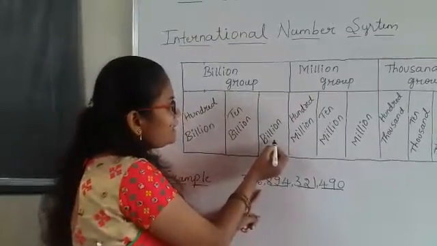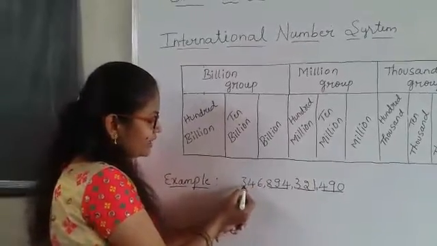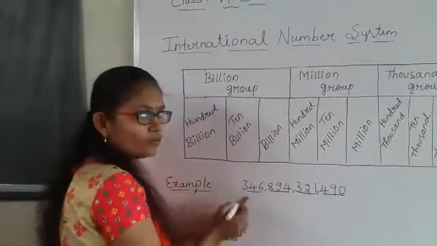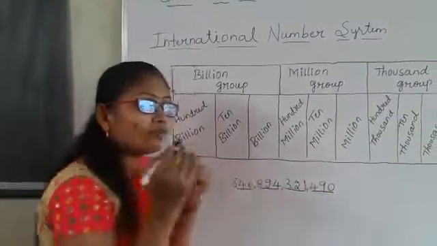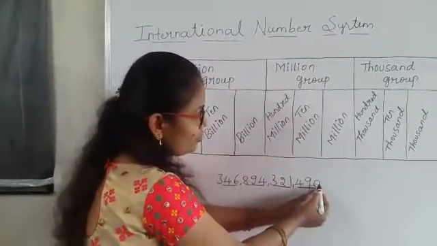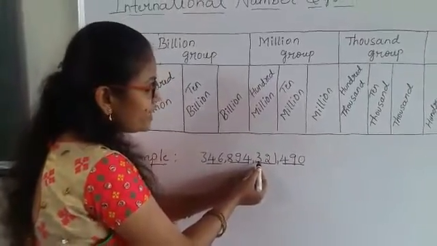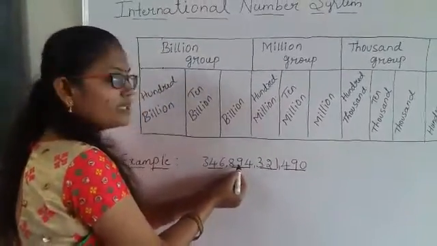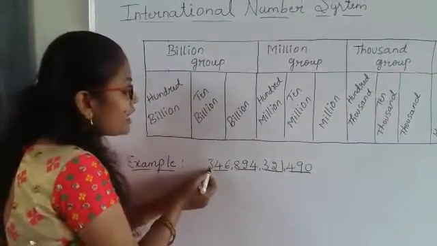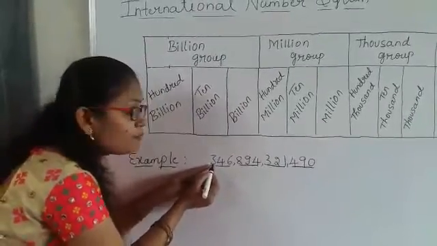Next, billion, 10 billion, 100 billion come under the billion group, so we separate this number. Now how to read this number? See properly, children. The first place value is ones, tens, 100, 1000, 10,000, 100,000, million, 10 million, 100 million, billion, 10 billion, 100 billion. Now see, we stopped at 100 billion, so we have to start from 100 billion.